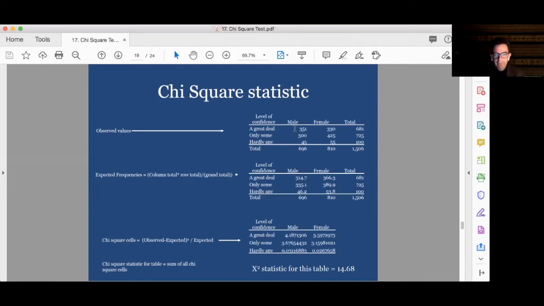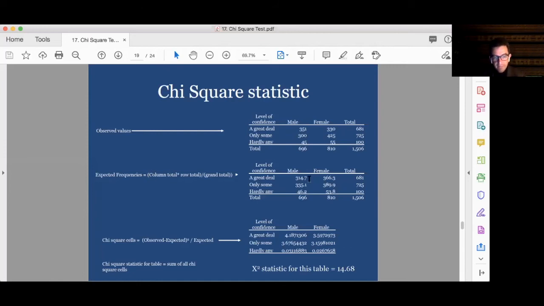So we need to compare the table that we got, the observed frequencies, not the percentages, the absolute observed frequencies, to what a table would look like if there was no relationship. Now, this table where there is no relationship is called the expected frequencies table. And we need to construct it, and the way we construct it is with this little formula.